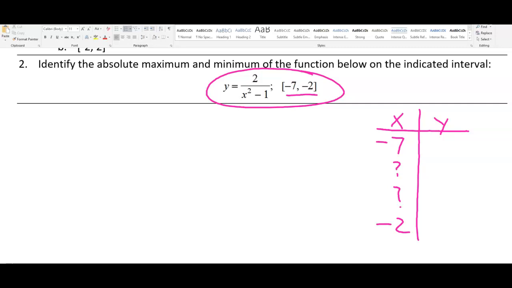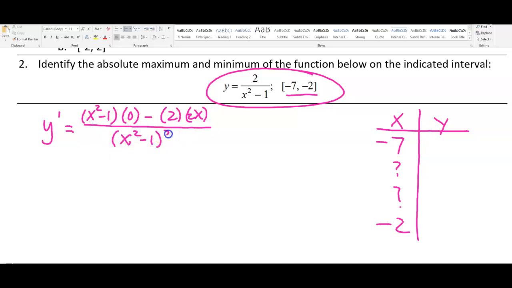So we need to find our critical values. How do you find critical values? You find where the derivative equals 0. So let's go ahead and find our derivative and set it equal to 0. So we do low d high minus high d low. Draw a line and square below. Now 0 times anything is 0, so that's just going to go away, and here's what I'm left with.